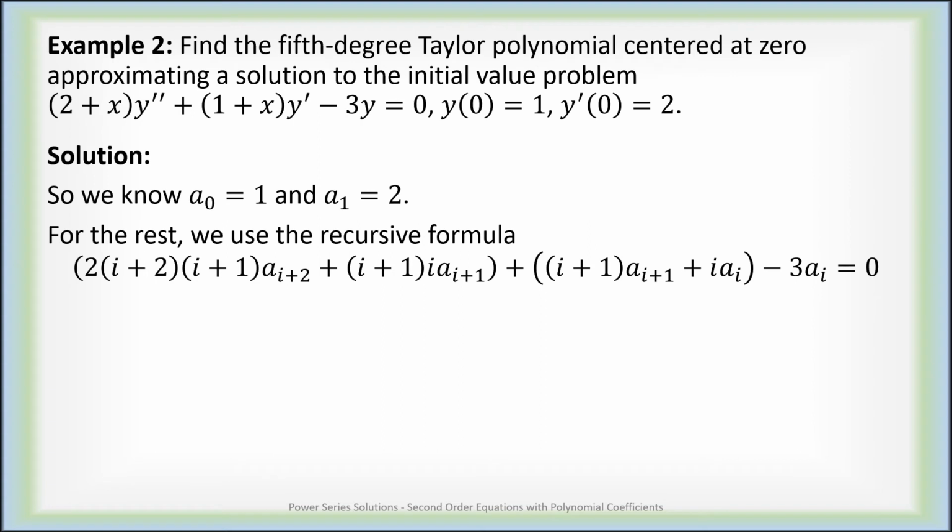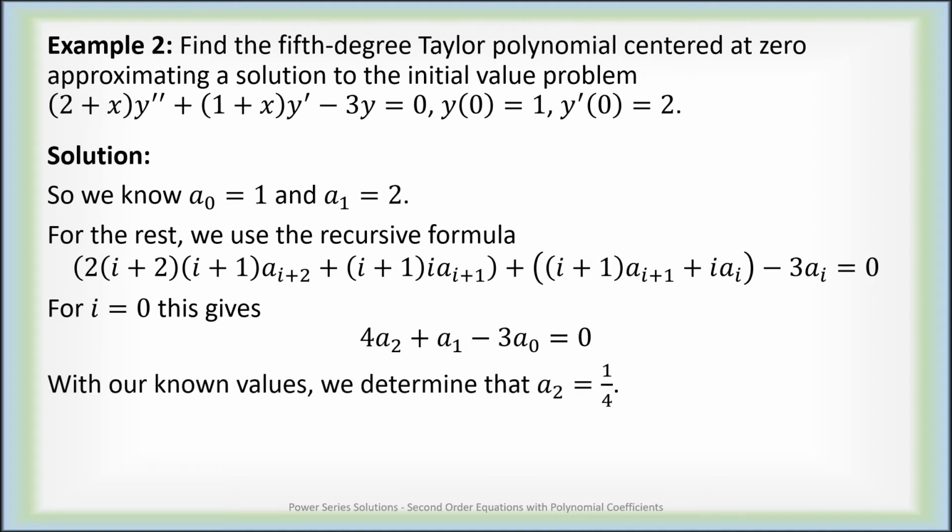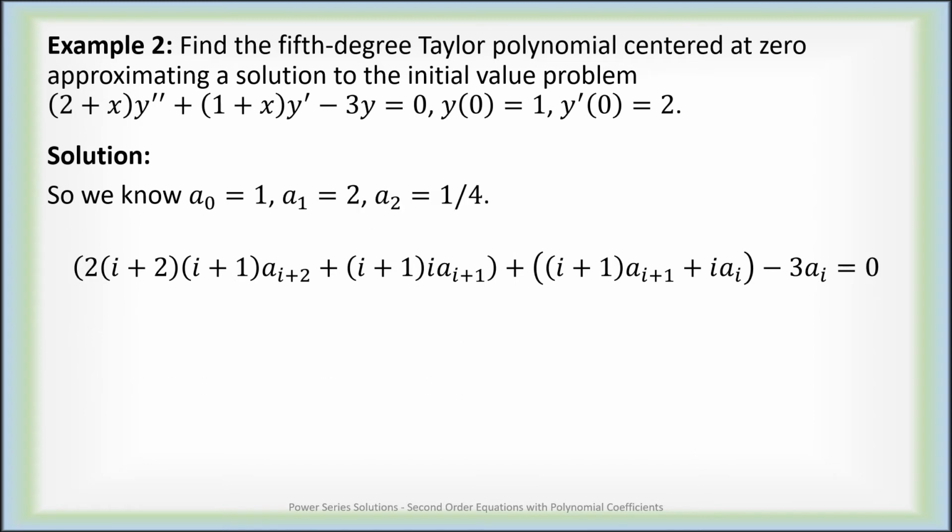So we already know the values of a0 and a1, but don't forget we have this recursive formula. If I plug i equals 0 into this recursive formula, we get 2 times 2 times 1 times a2, plus 1 times 0 times a1, plus 1 times a1, plus 0 times a0, minus 3a0 equals 0. Altogether, 4a2 plus a1 minus 3a0 equals 0. Since we already know the values of a0 and a1, when I plug those in, we can quickly solve that a2 is a quarter.